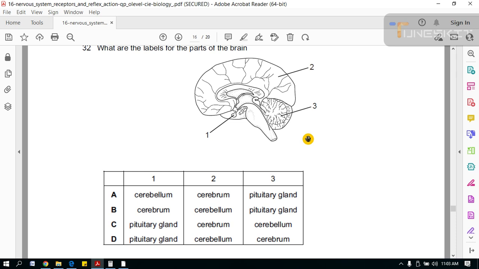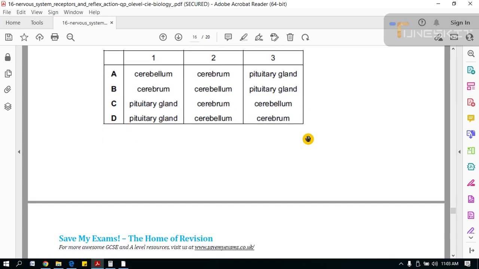1 is pituitary gland. 2 is what? 2 is cerebrum. So 3 is what? It is cerebellum. It means option 3 is correct. Option C is correct. Sorry. Option C is correct in this case.